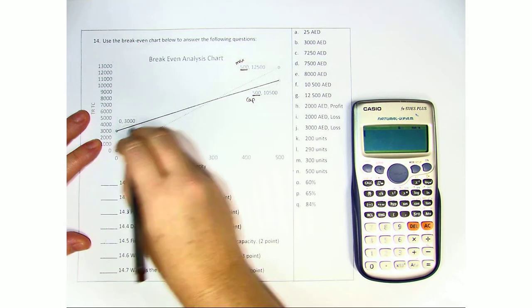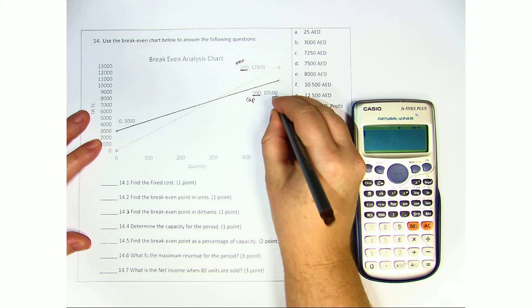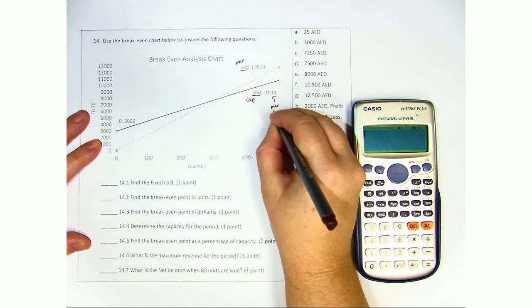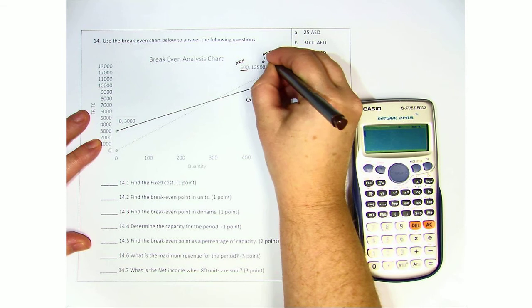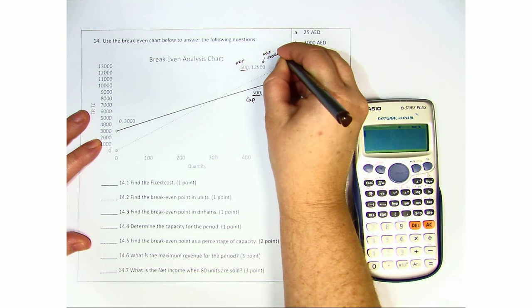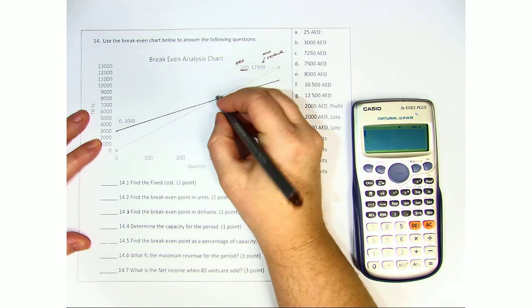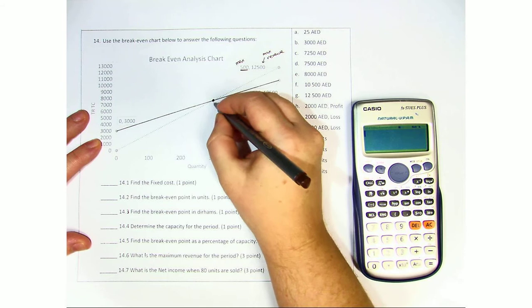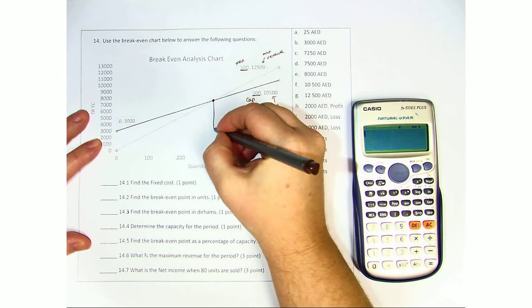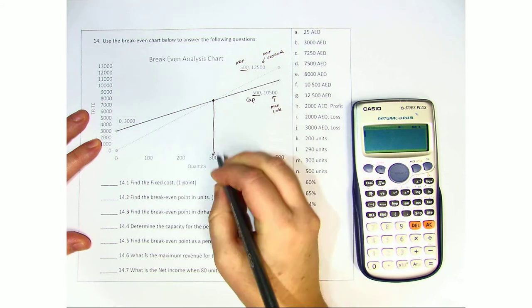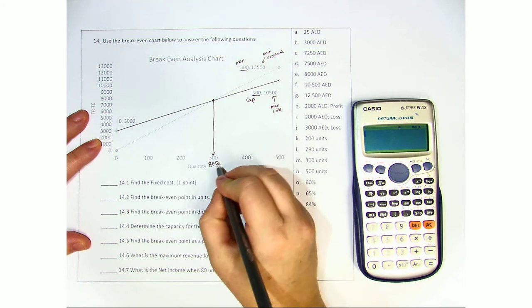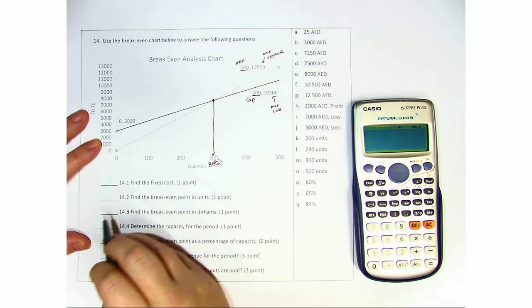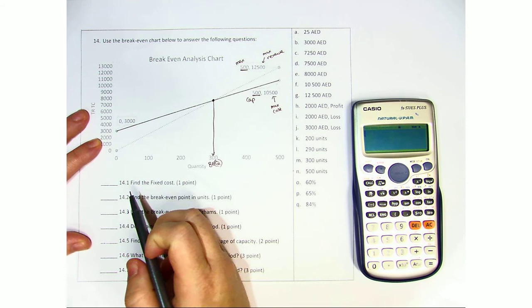Now, this graph right here is our total cost. So this right here is the maximum cost, and this is the maximum revenue. It meets right here at this point. So if we go down, 30 is our break-even quantity. In other words, this is the quantity at which both total cost and total revenue are the same.